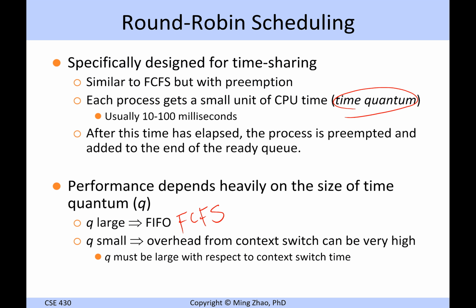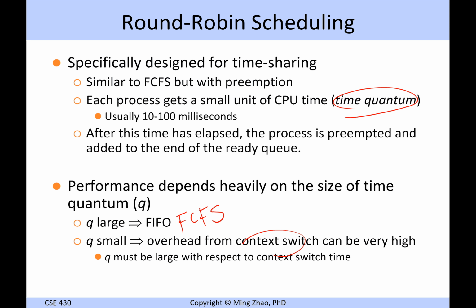So that's an extreme case. Obviously, we cannot set the time quantum to that large. In fact, in reality, the time quantum is pretty small. But we have to be careful. We cannot set it too small, because then the overhead from context switch will be really high. We talked about what the context switch means. It's basically the process of saving the context of the previous process and loading the context of the next process to execute. And that takes time.